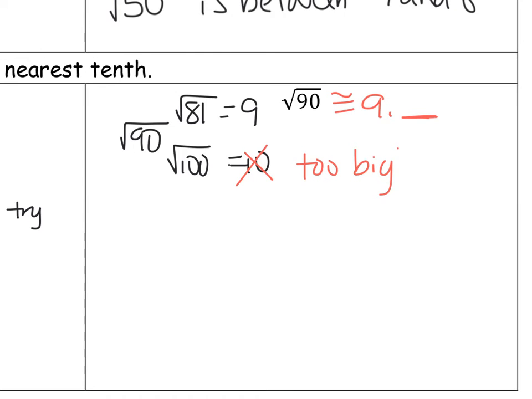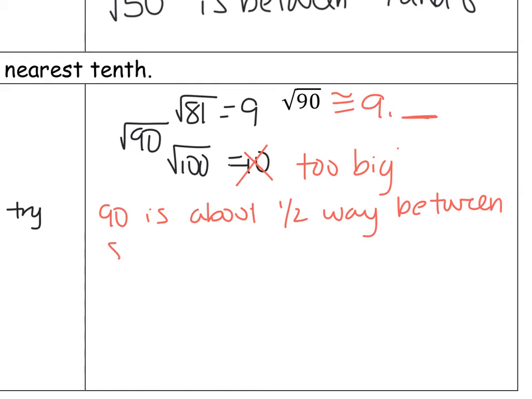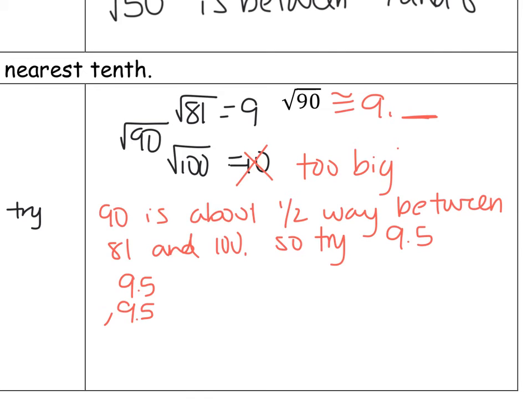Now 90 is about halfway between 81 and 100. So we are going to try 9.5. We'll multiply 9.5 times 9.5 to see if we're going to get a number that's close to 90.